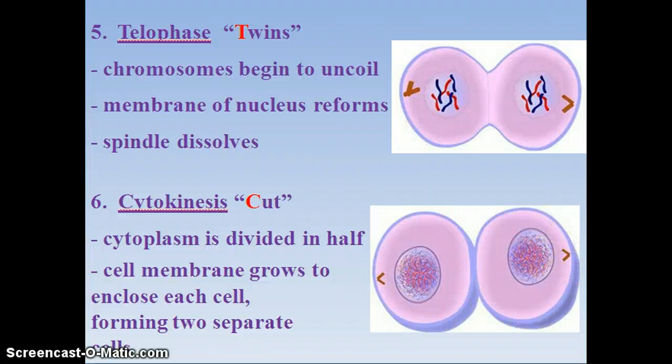Next we have telophase. Telophase begins with a T. Twin begins with a T, or 2 cells that we see here. And they are identical. We see the last part is cytokinesis with a C, cut C, and the cells now have been separated or cut into 2 identical separate cells.